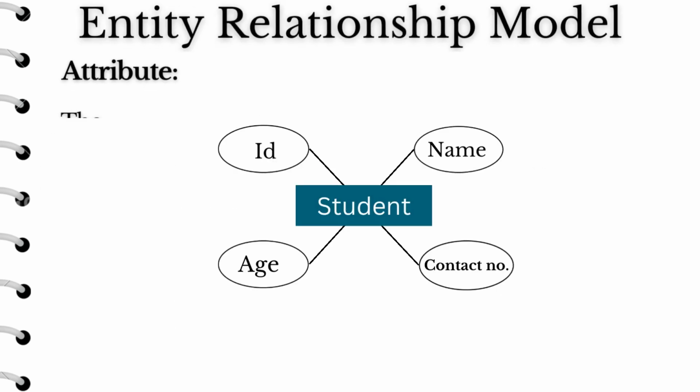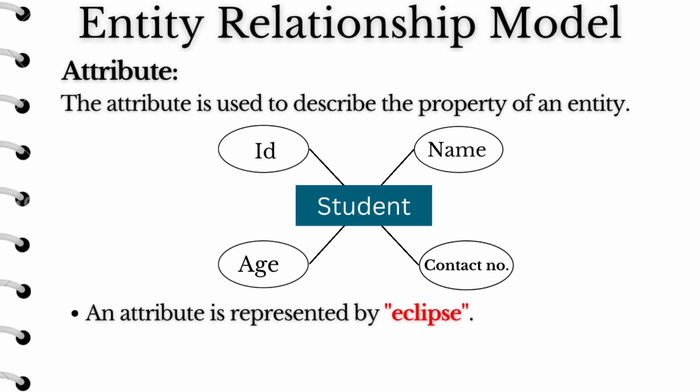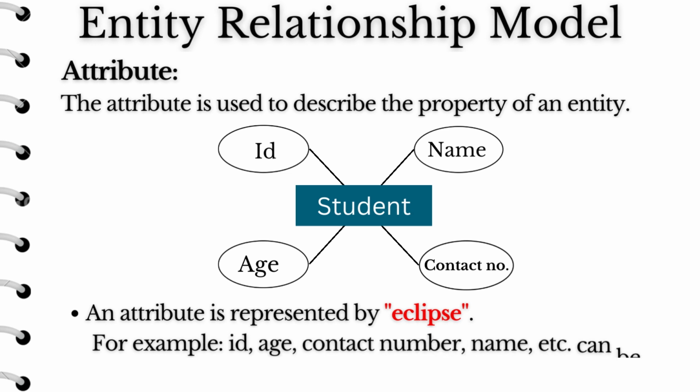The next component of the ER diagram is attribute. It is used to describe the property of an entity. An attribute is represented by ellipse. For example, ID, age, contact number, name can be attributes of a student.